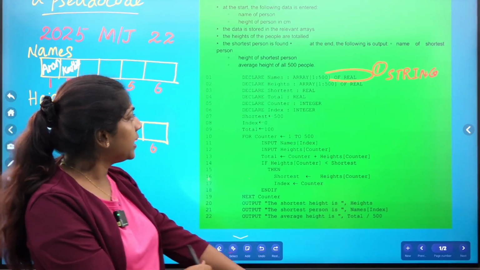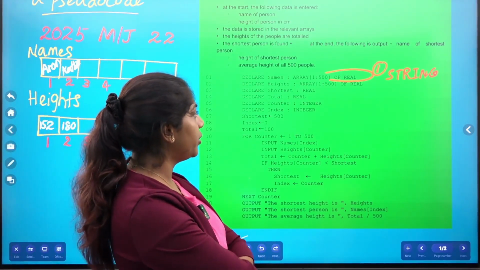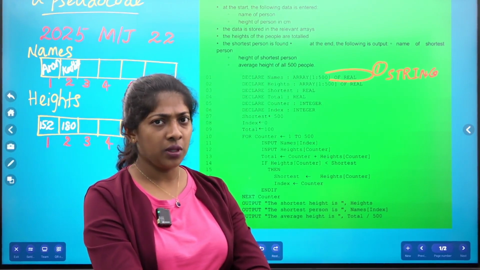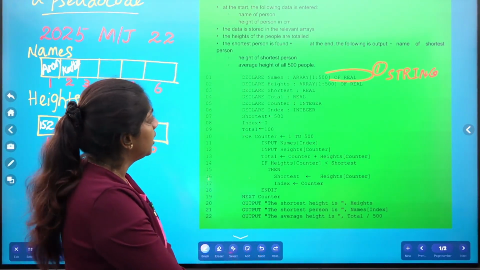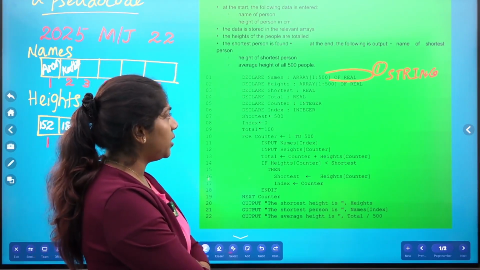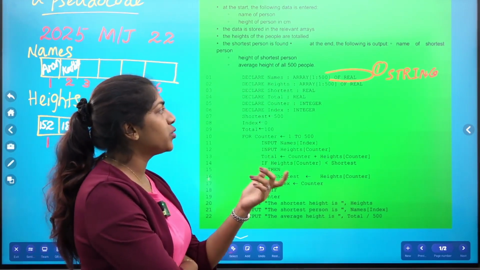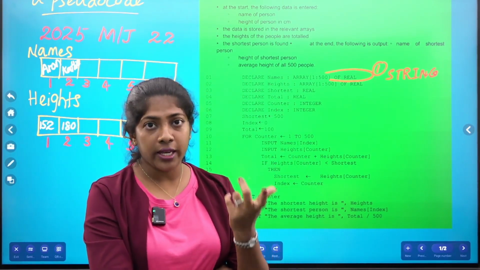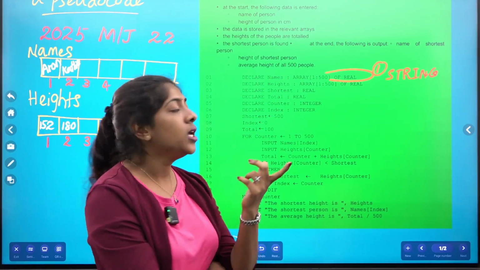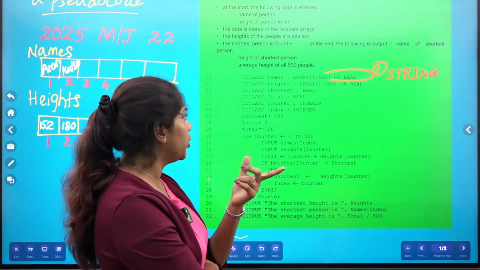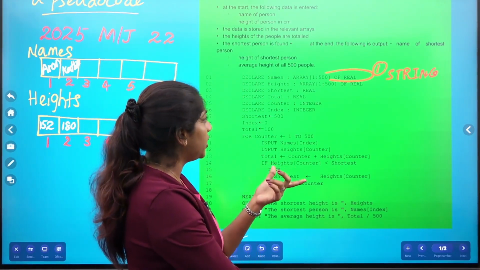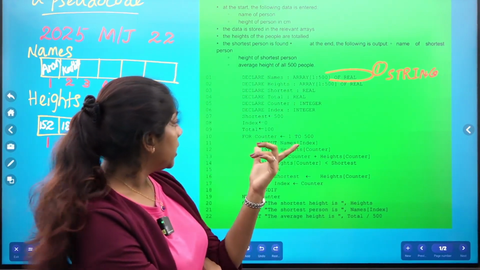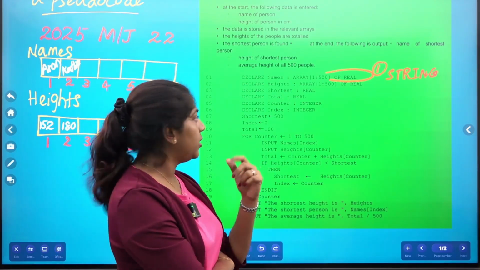Second line, declare heights array 1 to 500 of real. No issue I see there. Do you see an issue? No. Then declare shortest real. If the heights array is real, then shortest means the height of the shortest person, so that is also real, no problem. Declare total real. Yes, we are going to add real values, so of course the total also has to be real.